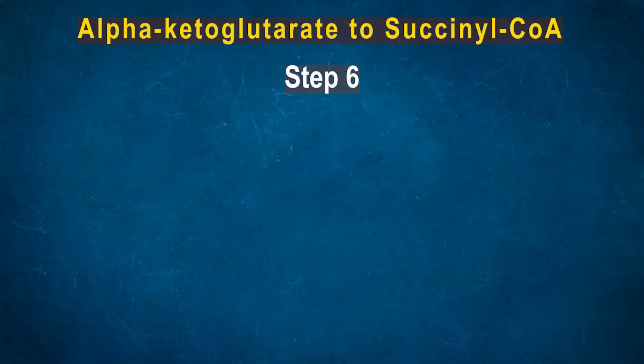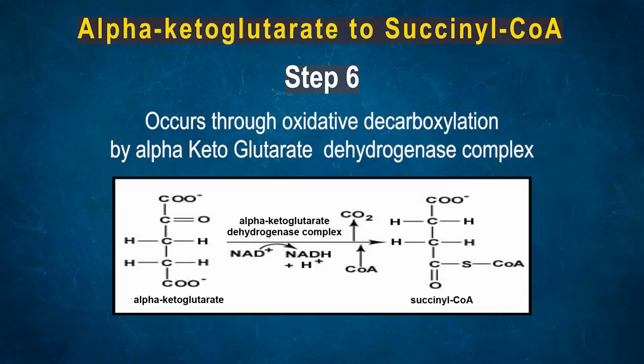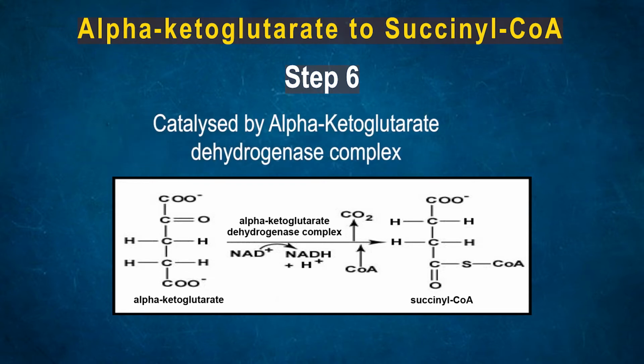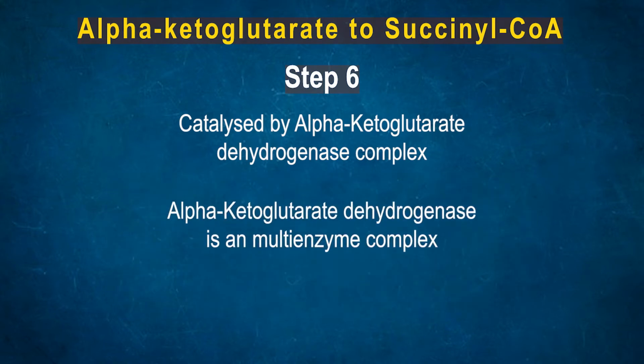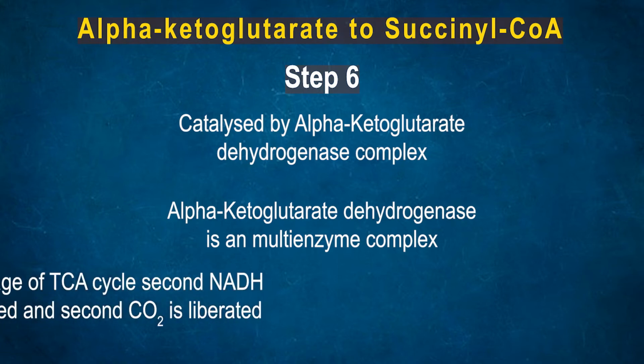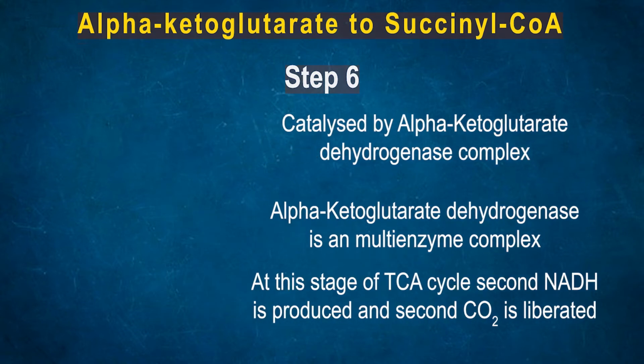Step 6. Conversion of alpha-ketoglutarate to succinyl-CoA occurs through oxidative decarboxylation. It is catalyzed by the alpha-ketoglutarate dehydrogenase complex. So, alpha-ketoglutarate dehydrogenase once again is a multi-enzyme complex. At this stage of the TCA cycle, the second NADH is produced and the second carbon dioxide is liberated.